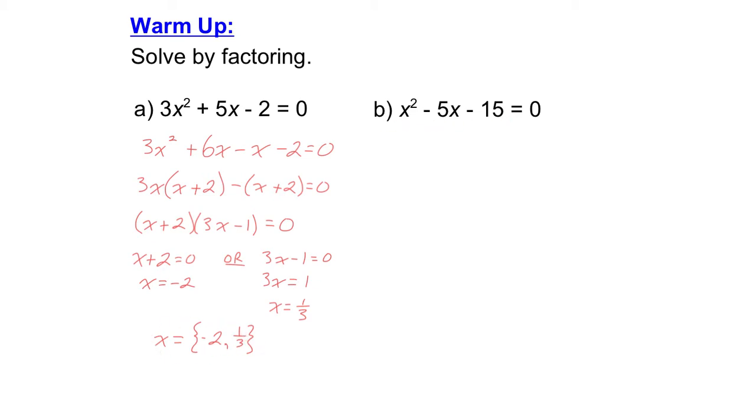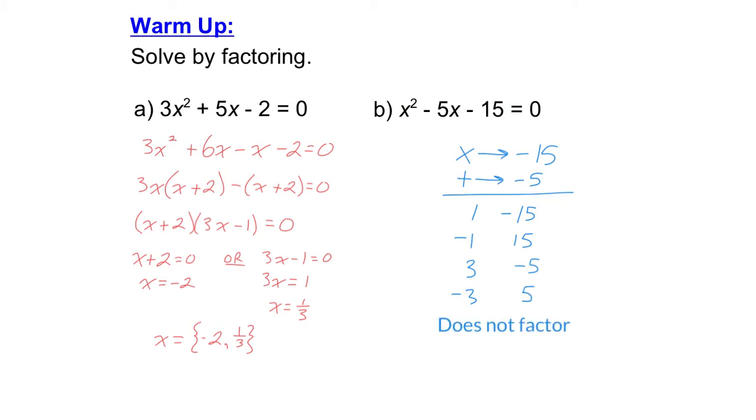Now this second one, can't do common factoring, looks like a simple trinomial, so I need to have two numbers that multiply to negative 15 and add to negative 5. Well, here are all the pairs of numbers that multiply to negative 15, and none of them add to negative 5. So this equation does not factor.